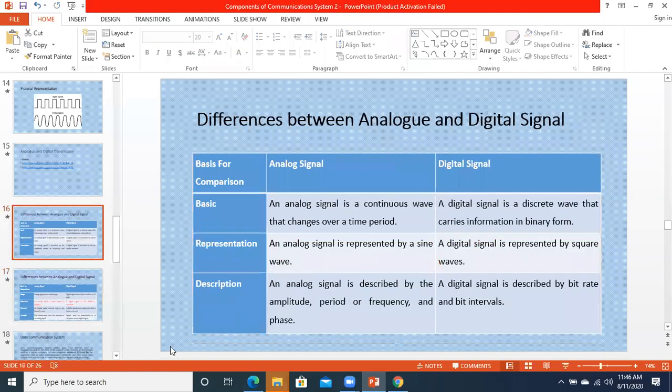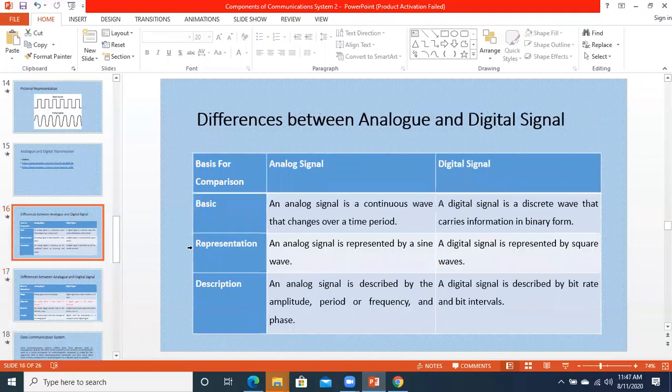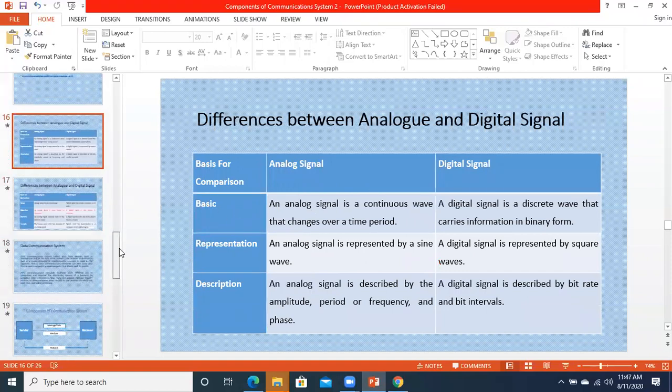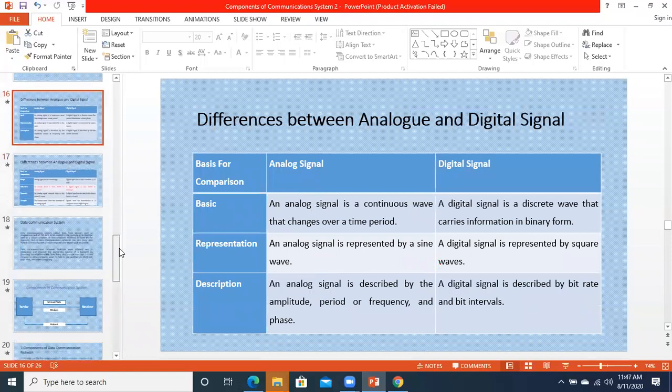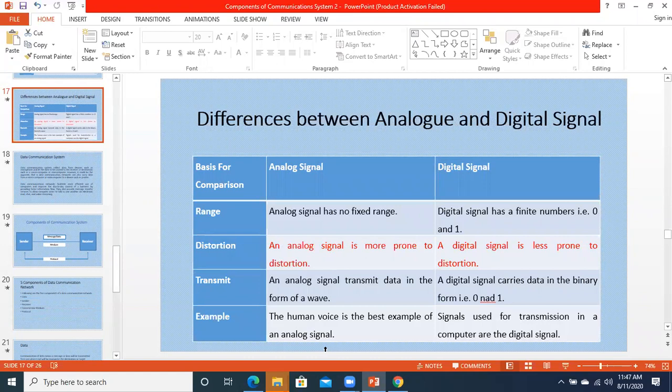Sometimes in exams you may be asked for the differences, so you should remember at least 5 differences. According to range, according to distortion, according to example, these are the headings I have made for you so that you can remember what differences there are between an analog signal and a digital signal. I am going to provide all this material in your Google Classroom, so you don't need to worry. The video of the lesson will also be available there, as I have told you.